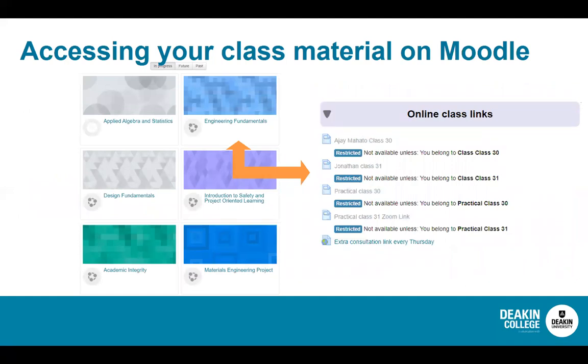In terms of online study, you can access all of your class materials on Moodle as well. Every subject that you're enrolled in will have its own subject area. You can see here the arrows pointing to Engineering Fundamentals, which is SEB 101. The online classes for that unit, there's two classes: one run by AJ and one run by Jonathan. If you're in AJ's class, which is class 30, you would only see the links for his lecture and his tutorial. If you're in Jonathan's class, which is class 31, you would only see the links for class 31.